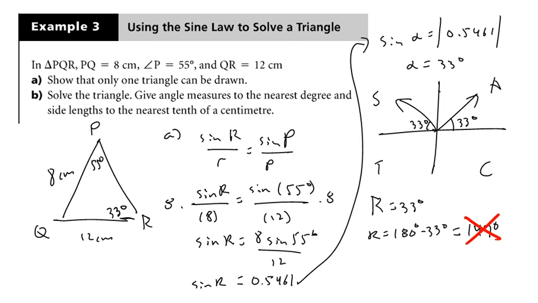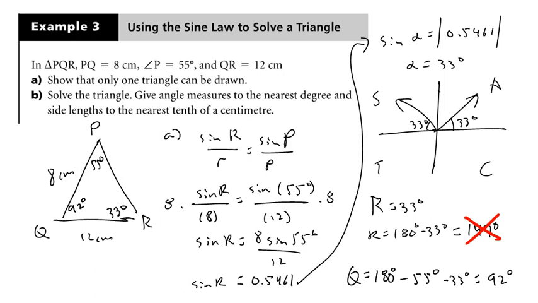Okay, and now B asks us to solve the triangle. That means find all of the angles and sides. They want angles to the nearest degree and side lengths to the nearest tenth of a centimeter. So first thing we can do really quick is figure out angle Q. Q is just going to be 180 minus 55 minus 33. And that's going to give us 92 degrees, so we can put that in.